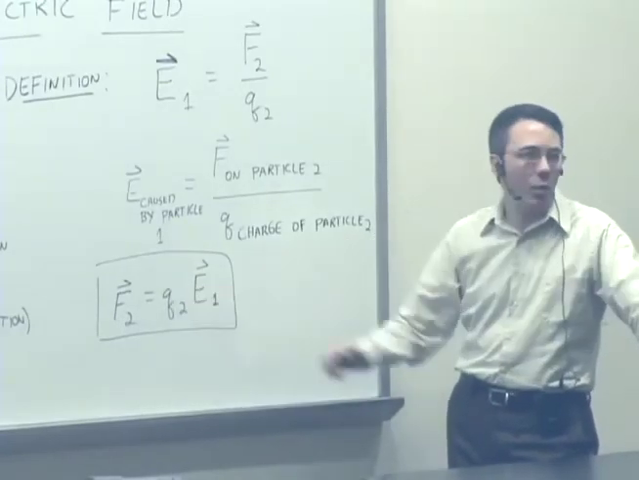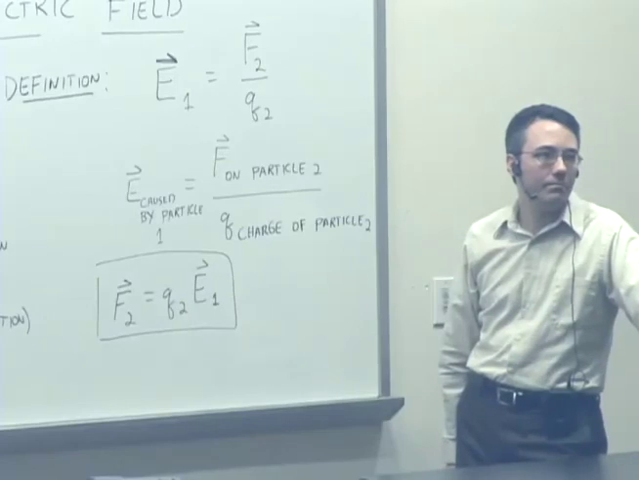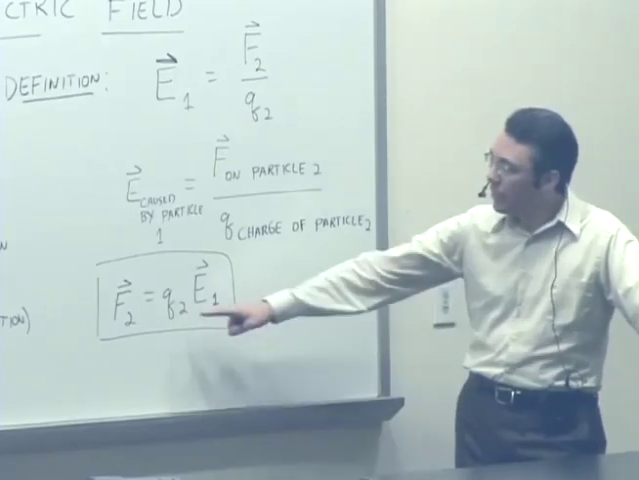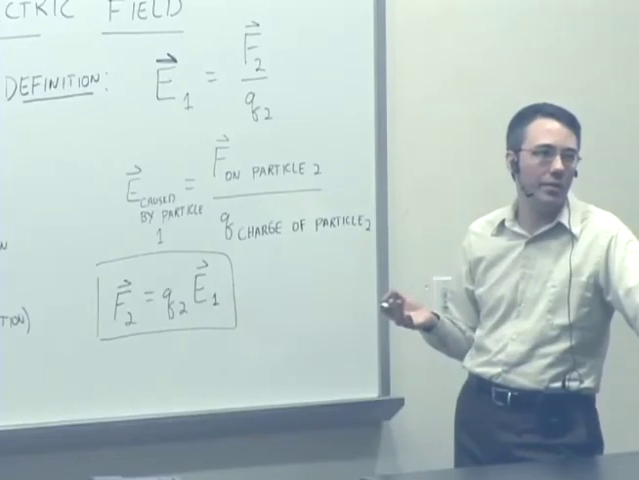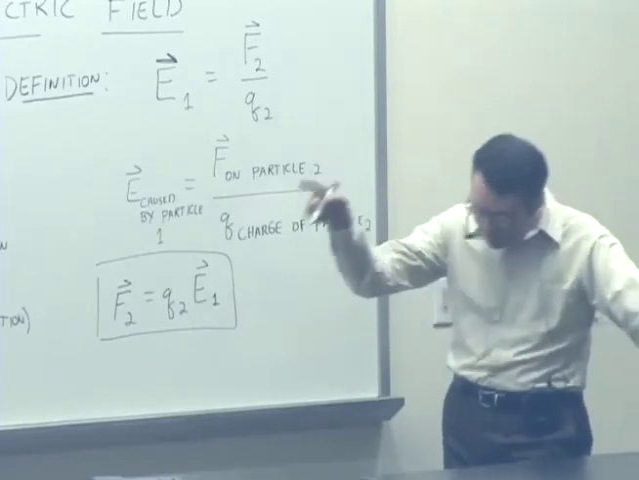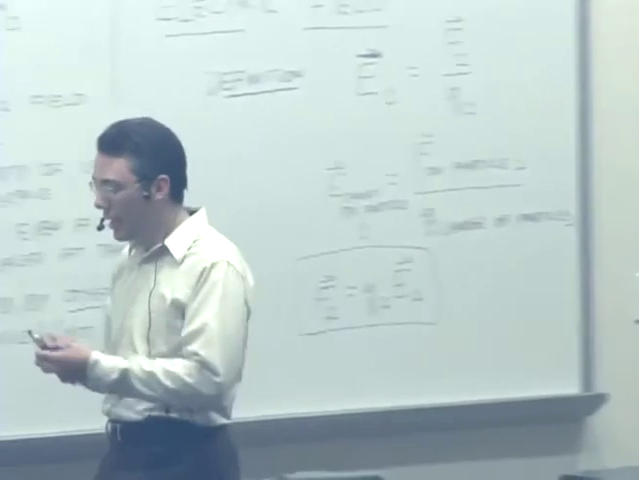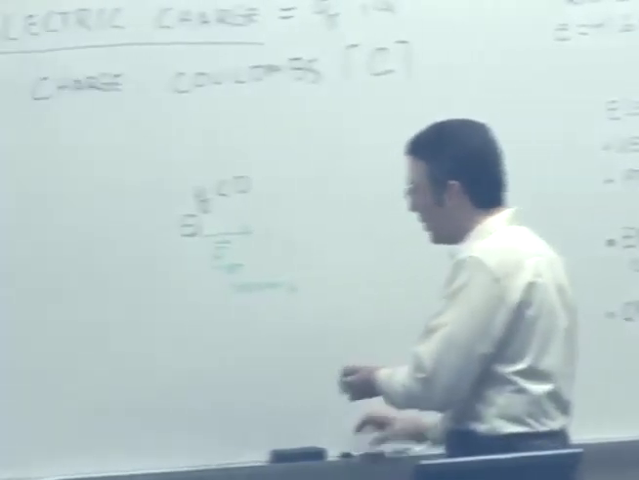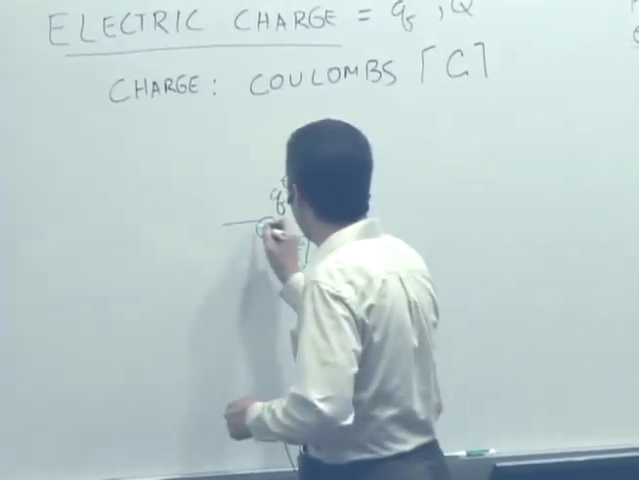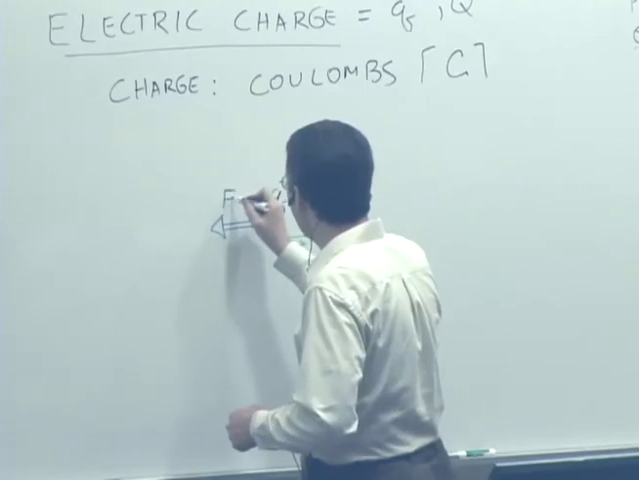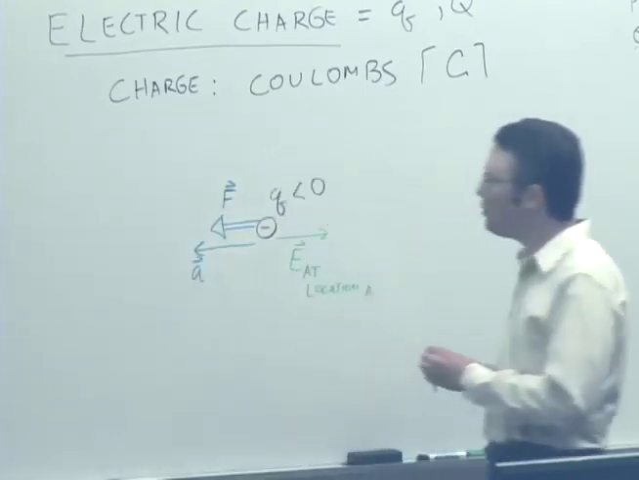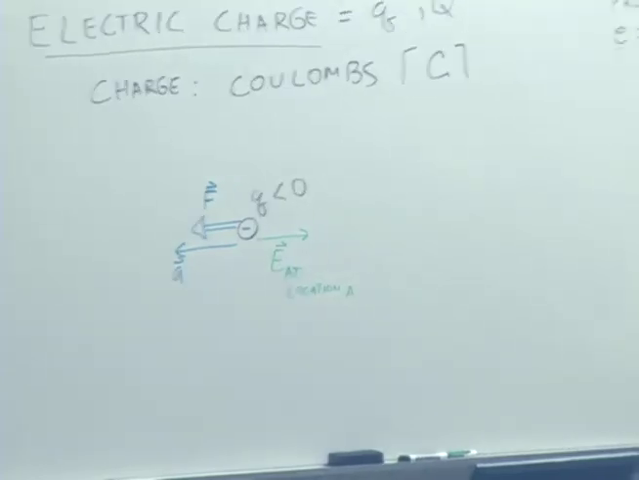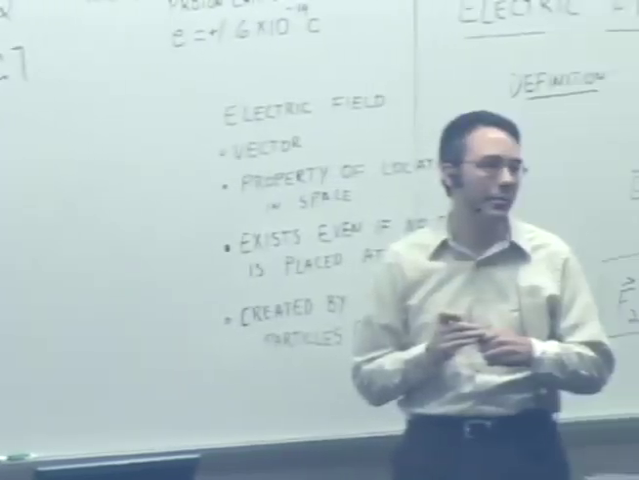Q2 is now what sign? It's negative. So if I multiply a negative by a vector, I get a new vector that points in the opposite direction. It's going to be pointing that way. And so we get a force on the antiproton in the opposite direction, just as we said before, causing an acceleration in the opposite direction. But the electric field stayed the same. Okay, that's the key idea.